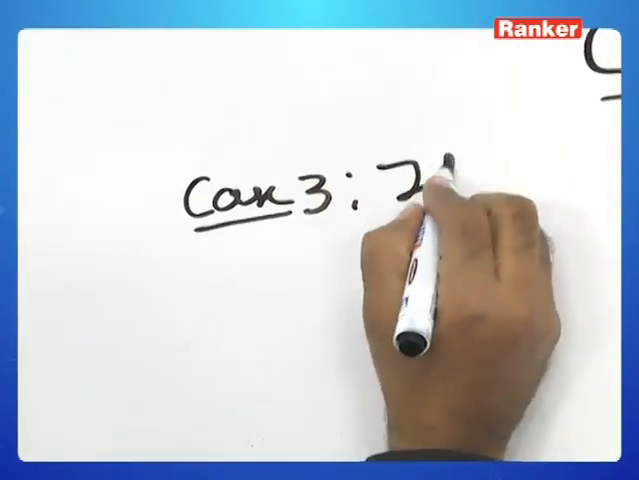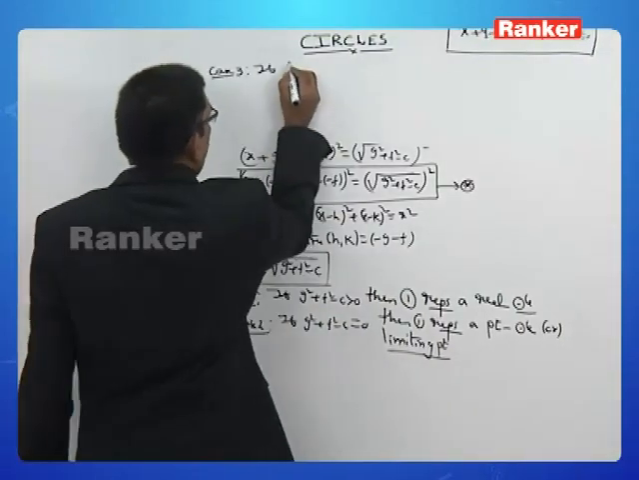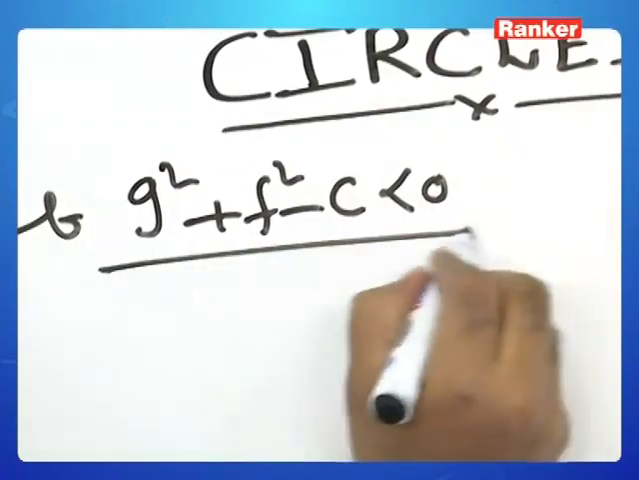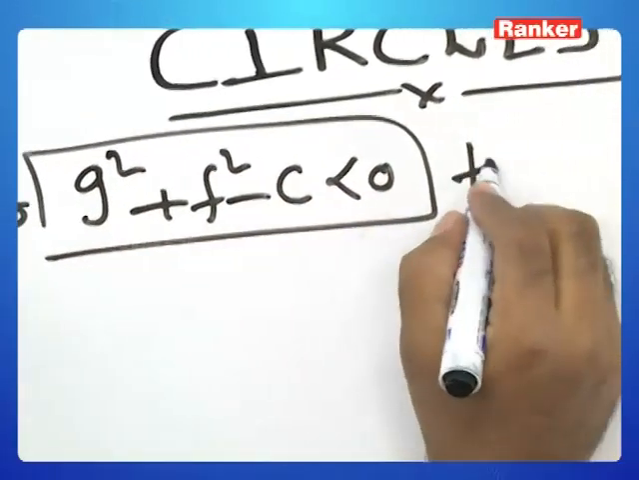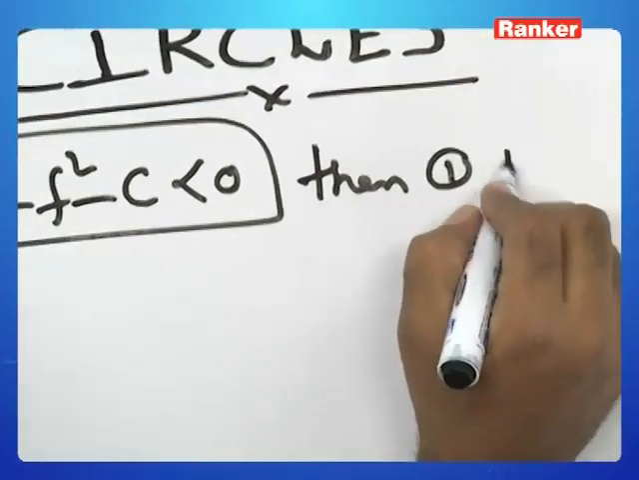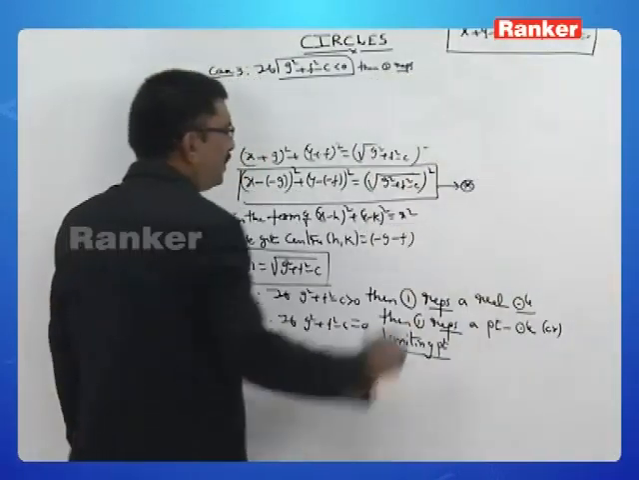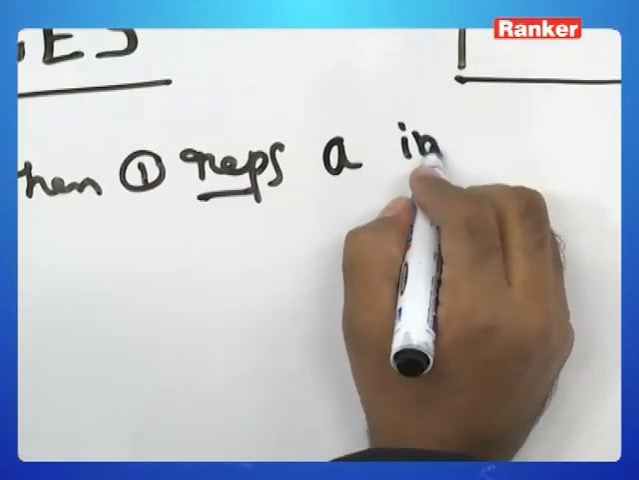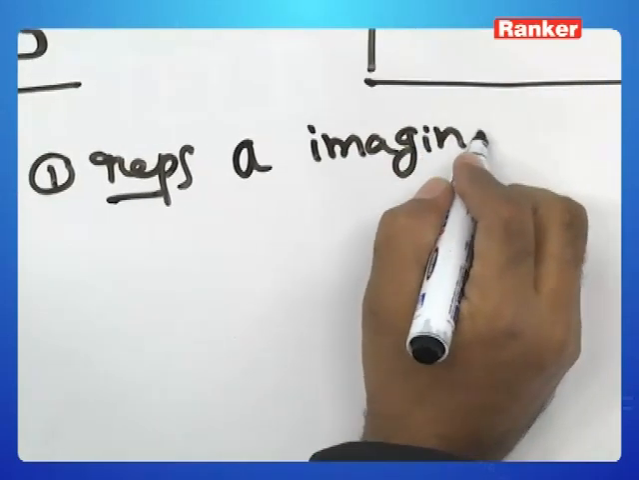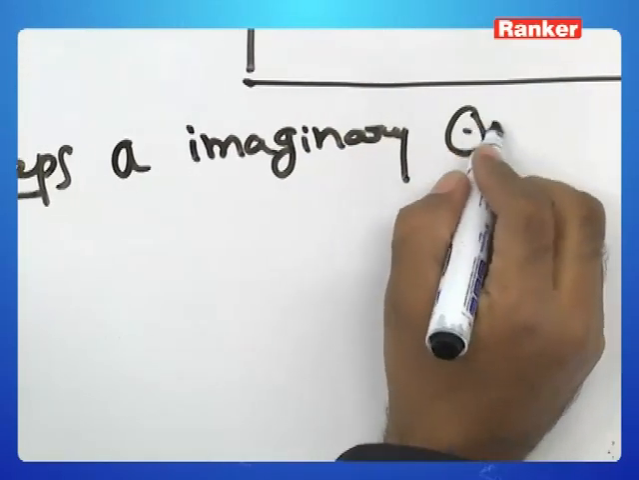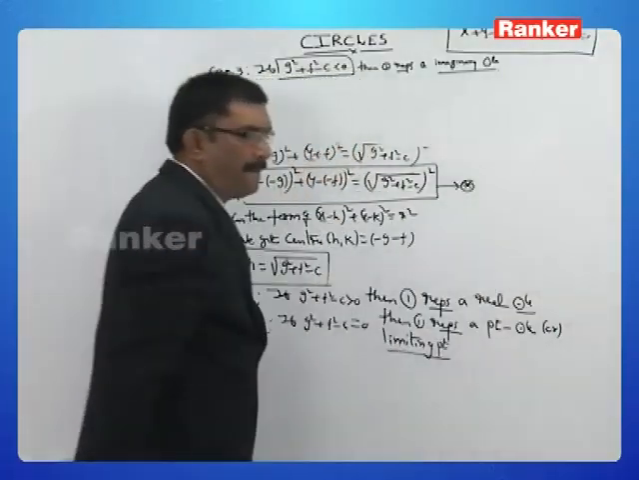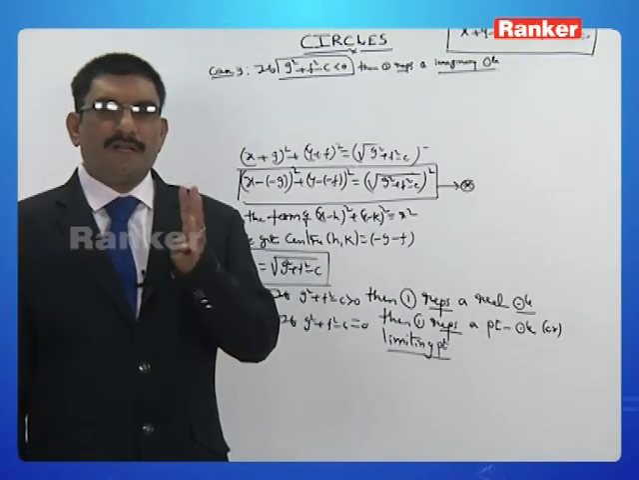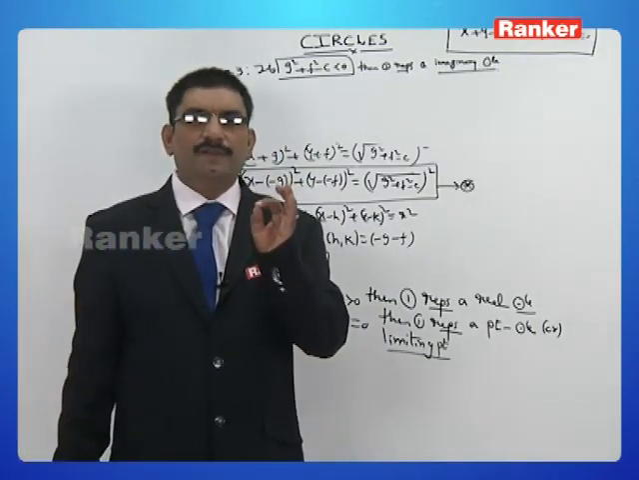Then I go to the third case, case 3. If g square plus f square minus c is less than 0, then 1 represents an imaginary circle. So therefore, now we come across 3 cases under the general equation of a circle.